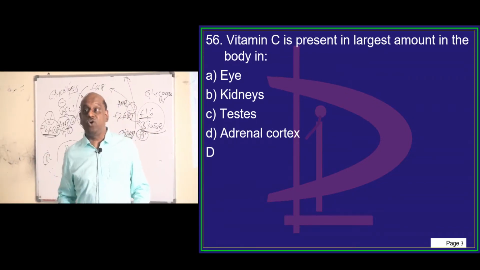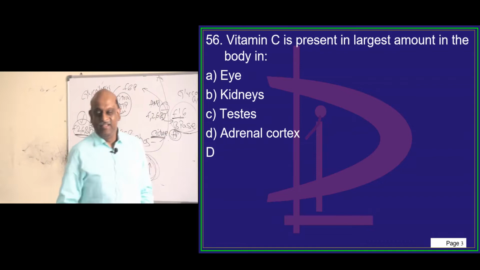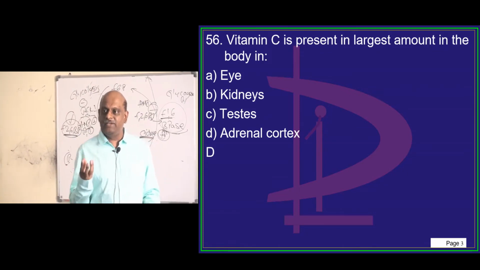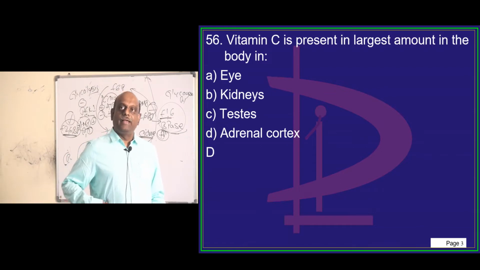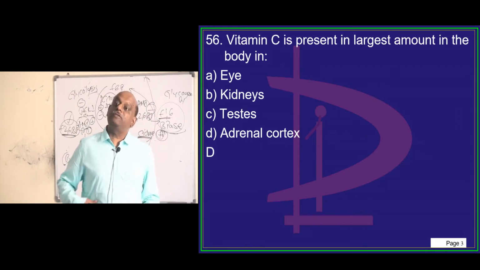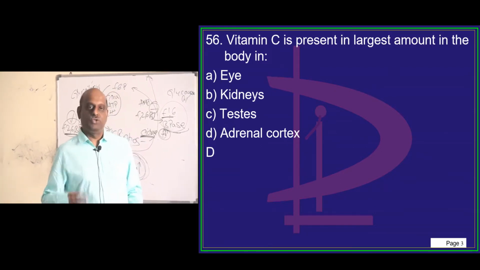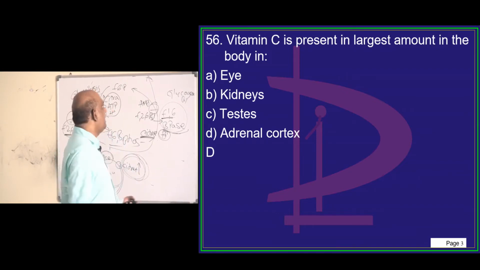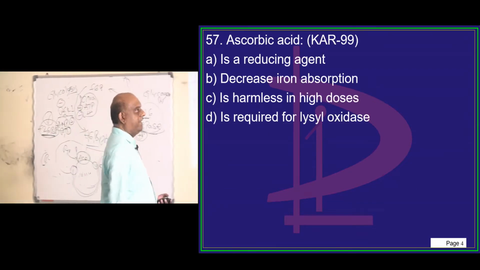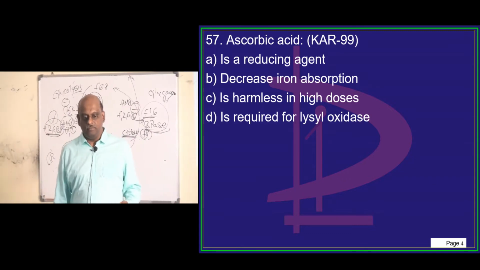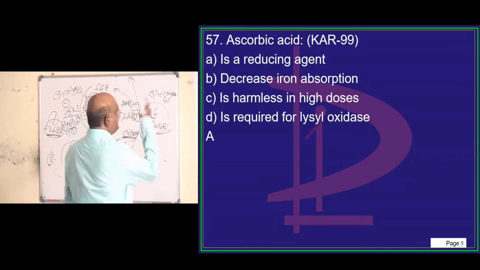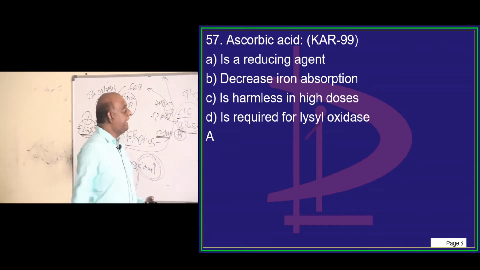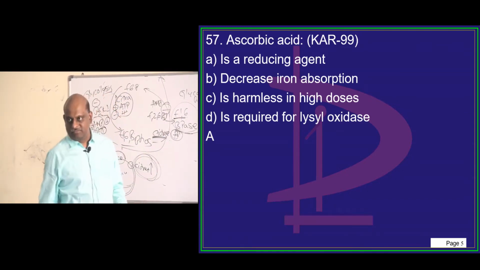Yesterday we have studied all of hydroxylases. Many hydroxylases, they utilize vitamin C as a reducing agent. So in catecholamine production many hydroxylases function. So that is the reason its concentration is very high in the adrenal. Ascorbic acid, what is it? It is a reducing agent. It increases the iron absorption, basically.